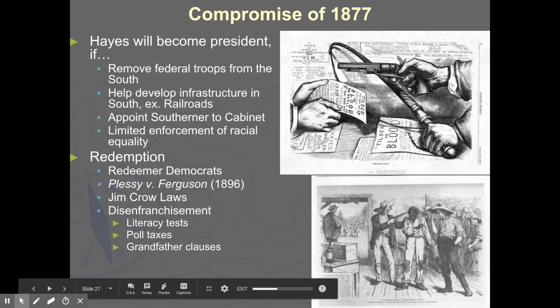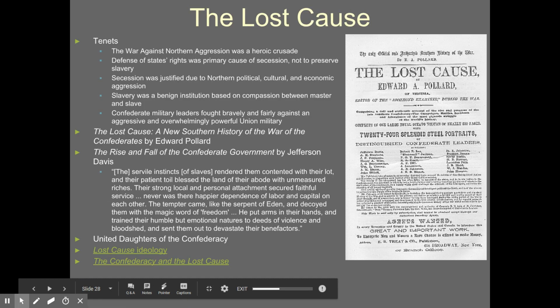In order for Hayes, the Republican, to become president, he had to agree to remove federal troops from the South, to help develop the infrastructure in the South, to appoint Southerners to cabinet positions, and to limit the enforcement of radical equality. This will lead to the redemption of the South. After 12 years, they grow tired of Reconstruction. The abolitionists that we've talked about going all the way back to the 1840s are going to begin to die off. There's new industrialization of the North, led by Carnegie and Rockefeller, and there's really a moral exhaustion in the North. The North grows tired of Reconstruction, so they agree to allow Hayes to become president, and this will end Reconstruction.